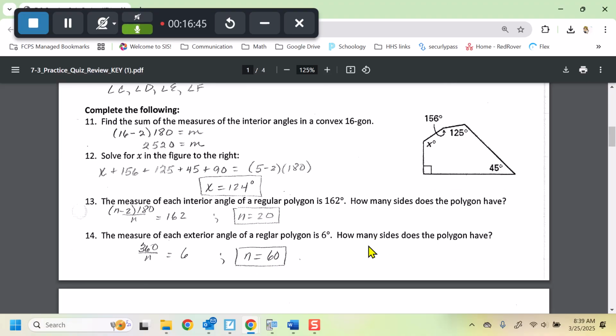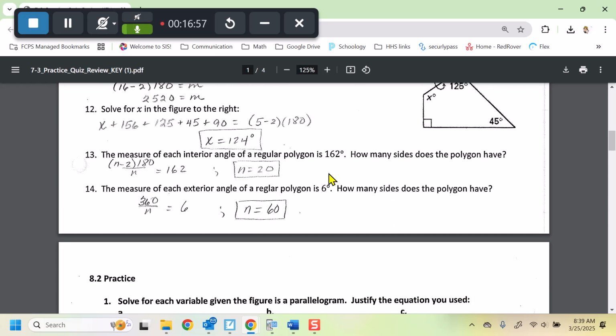For 11 through 14, the sum of the measures of the convex sextagon. Solve for X in this figure. The measure of each interior angle is 162. How many sides does the polygon have?